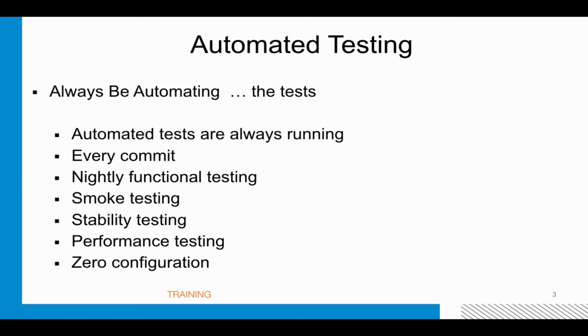the tests. Tests should always be running: every commit, nightly functional testing, smoke testing, stability testing, performance testing, zero configuration, zero downtime. Tom Limoncelli makes this quote that running a large-scale infrastructure is like changing the tires on a car doing 80 miles an hour on a freeway.